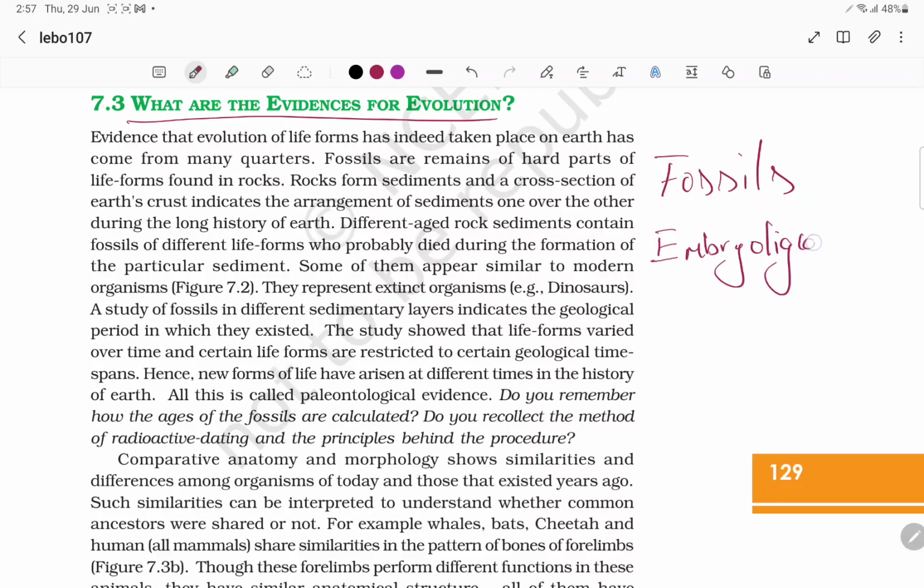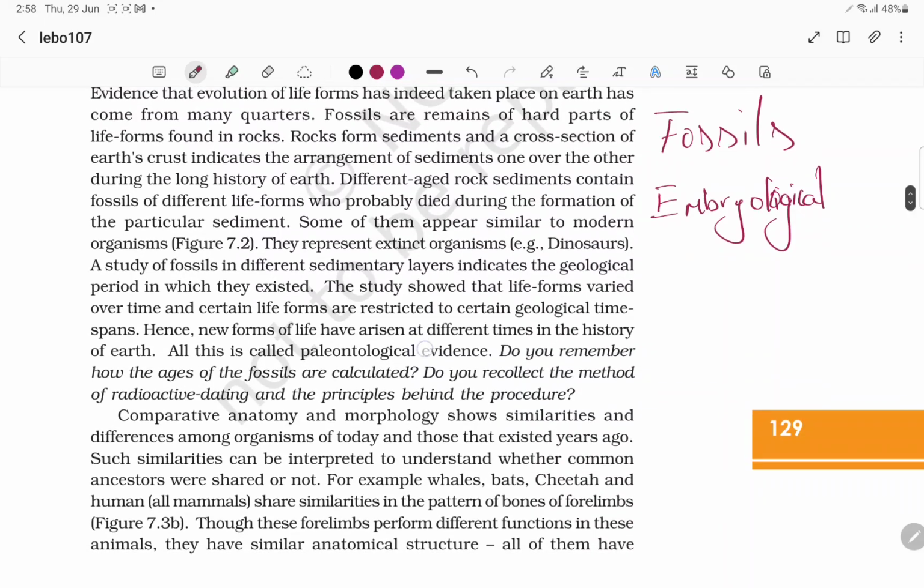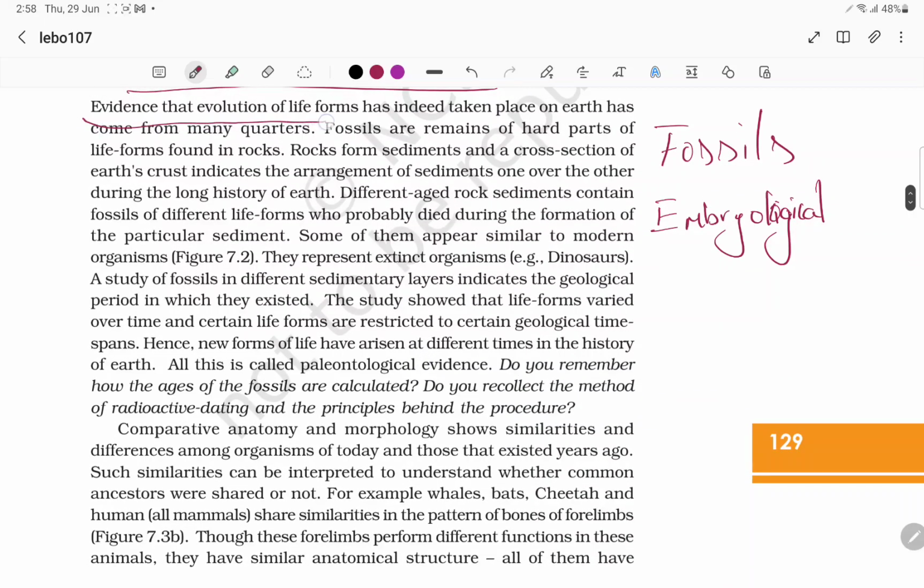For example, coming to the embryological evidences, the skull of a young chimpanzee will be very similar to the human skull. These are certain evidences embryologically we can give, and also certain functions of the organs and certain anatomy of the organs. Like these are the evidences when it comes to evolution, evidences that evolution of life forms indeed takes place on Earth.